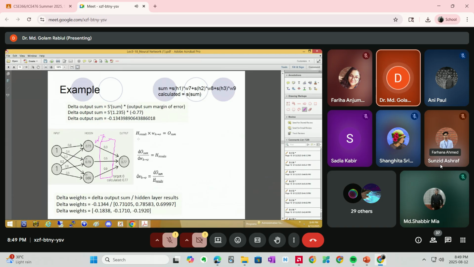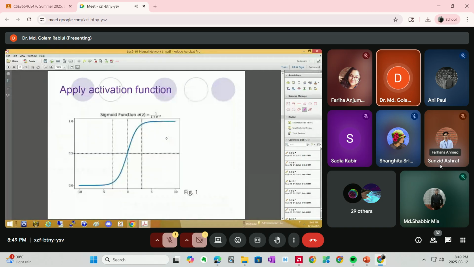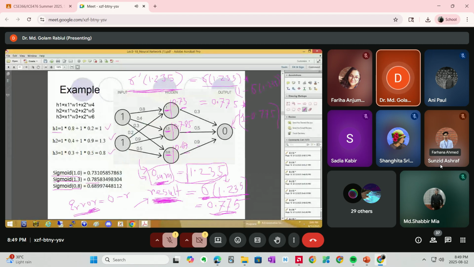Now we can see the output sum. How do we calculate the output sum? The hidden layer results times our weights from hidden to output. What are the hidden layer results? These are the hidden layer results: 0.73, 0.785, and 0.69. So those are our hidden layer results.